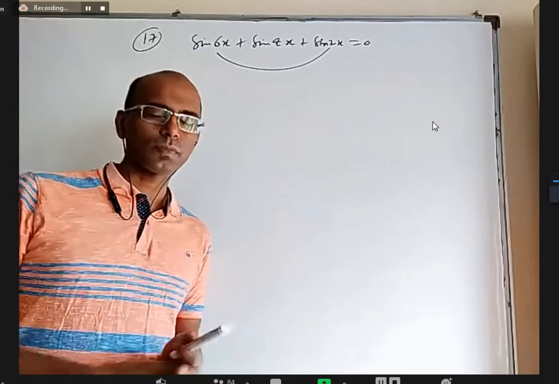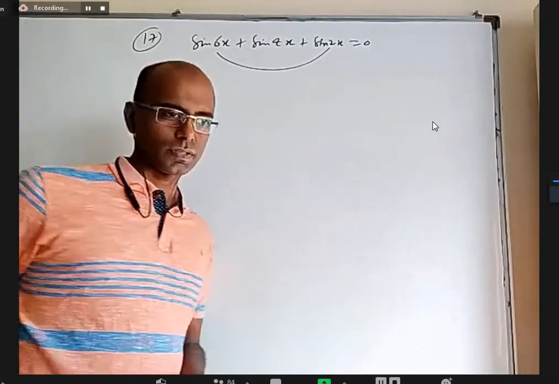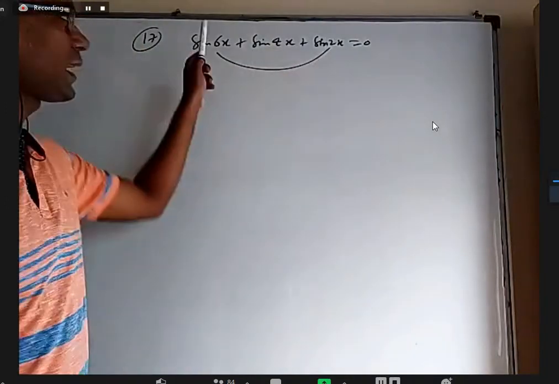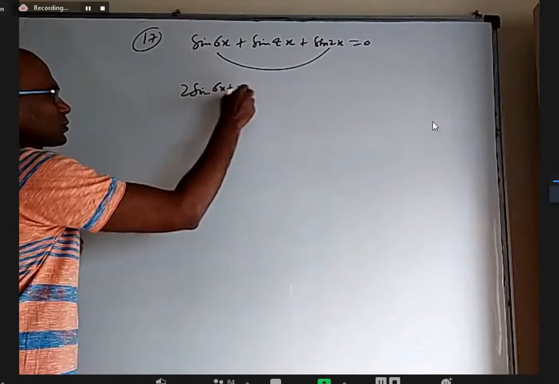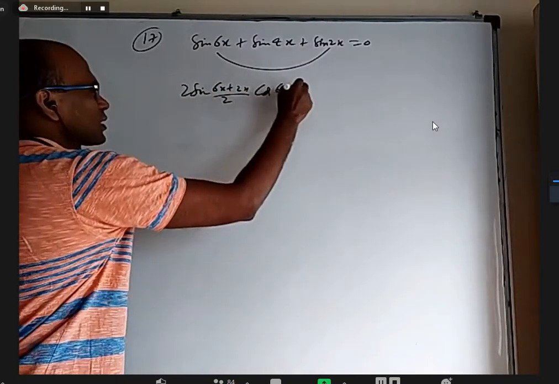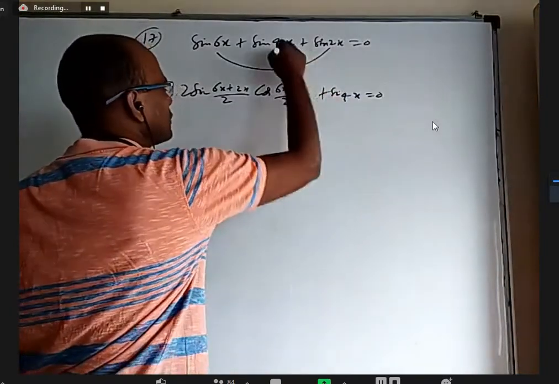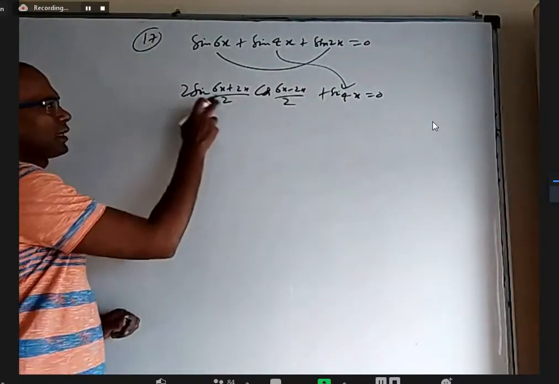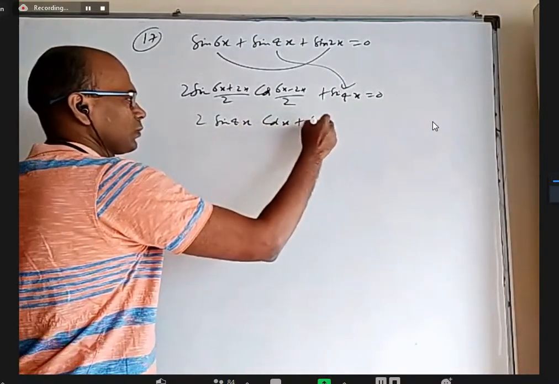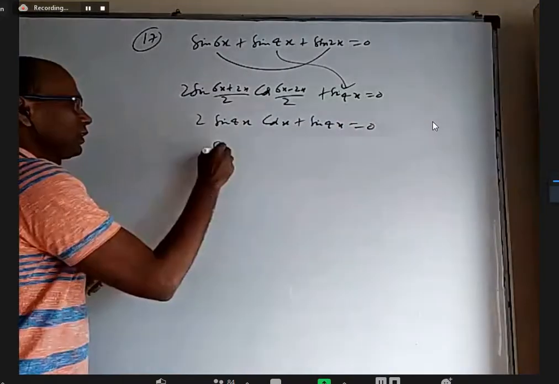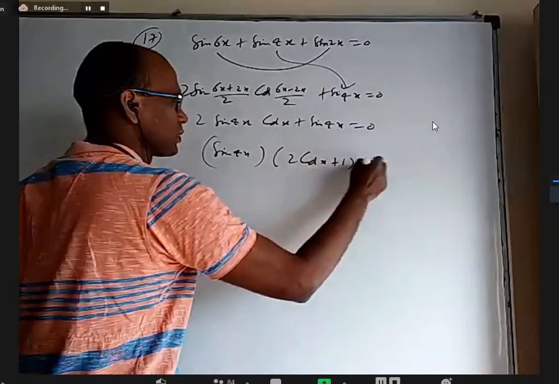All the transformation formulas are what? Converting sum or difference into product, or converting product into sum or difference. So apply transformation formula, sin C plus sin D. 2 sin (6x plus 2x)/2 cos (6x minus 2x)/2 plus sin 4x equal to 0. The middle one is here. But this is actually 2 sin 4x cos 2x plus sin 4x equal to 0. Take sin 4x common, you will get 2 cos 2x plus 1 equal to 0.